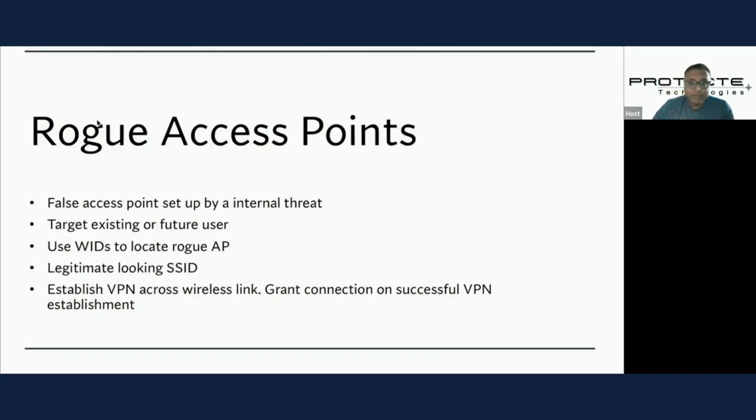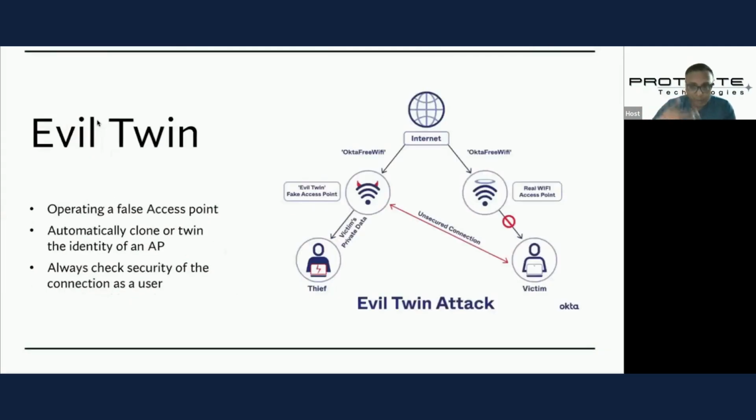So never ever go to suspicious looking SSIDs and public hotspots which do not have any authentication. They provide you free Wi-Fi. Never use them. And you have to train your people also not to use rogue access points. You can also establish something called an evil twin.